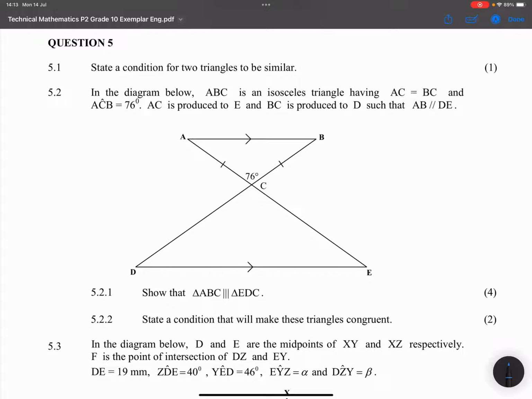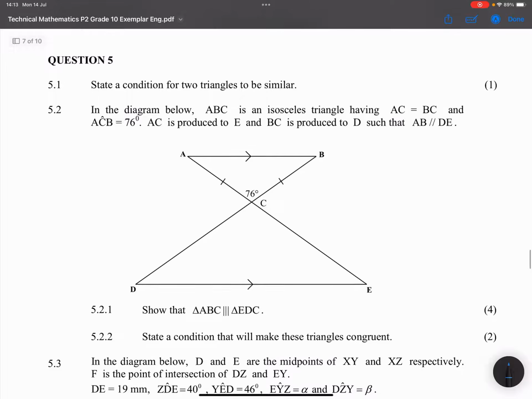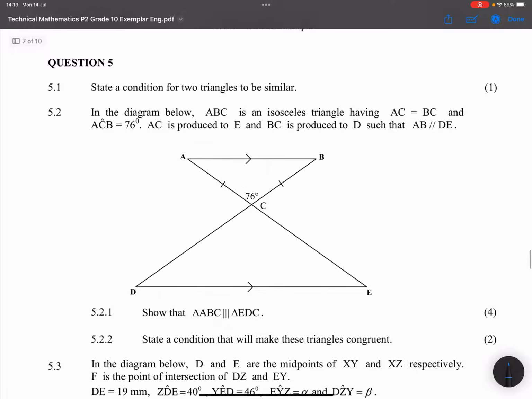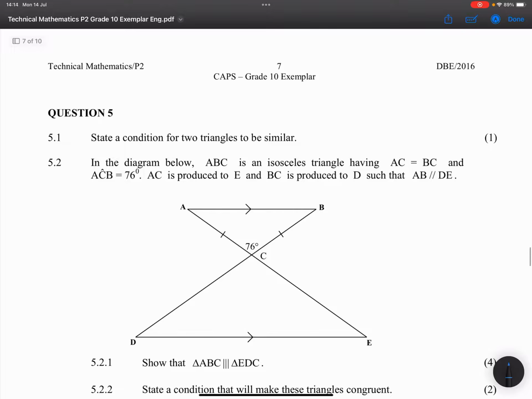Good day, grade 10s, and once again we are back together. We are going to be looking at this question 5. We've taken this from Technical Maths DBE Exemplar from 2016.